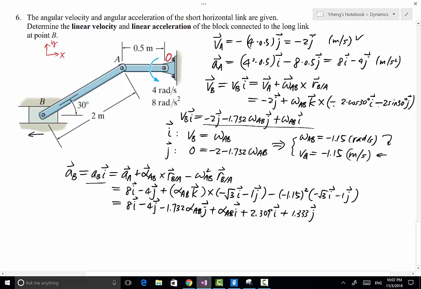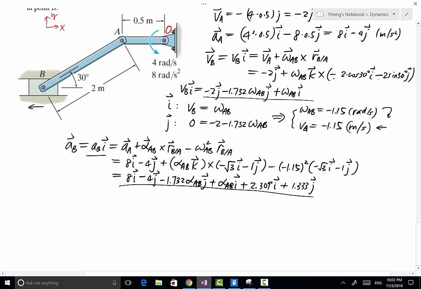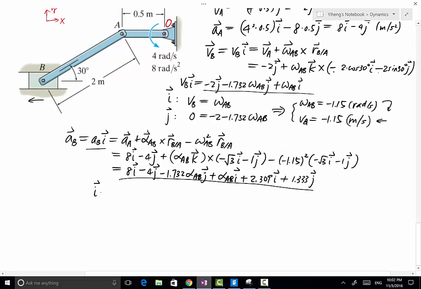So again, we have a vector equation, and we are going to separate that into two scalar equations, one for the I component. For the I component, on the left hand side we only have AB, on the right hand side we have 8, plus alpha AB, plus 2.309. For the J component, on the left hand side we have 0, on the right hand side negative 4, negative 1.732 alpha AB plus 1.333. So again, two equations, two unknowns, alpha AB and AB.